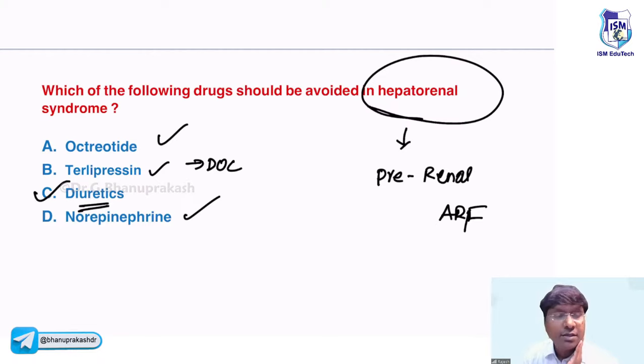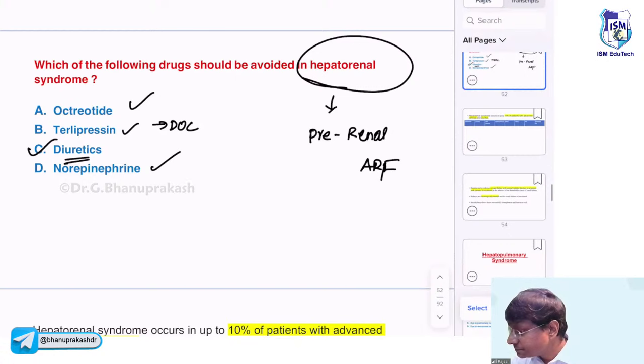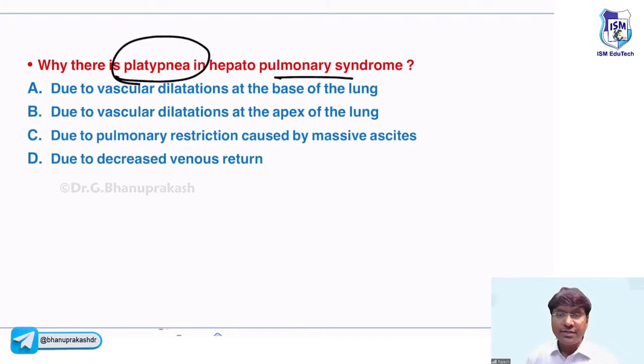And one more important complication that you come across in patients with cirrhosis of liver is hepatopulmonary syndrome, right? So if you see this question, why is there platypnea in patients with hepatopulmonary syndrome? What do you mean by the word platypnea in patients with hepatopulmonary syndrome?